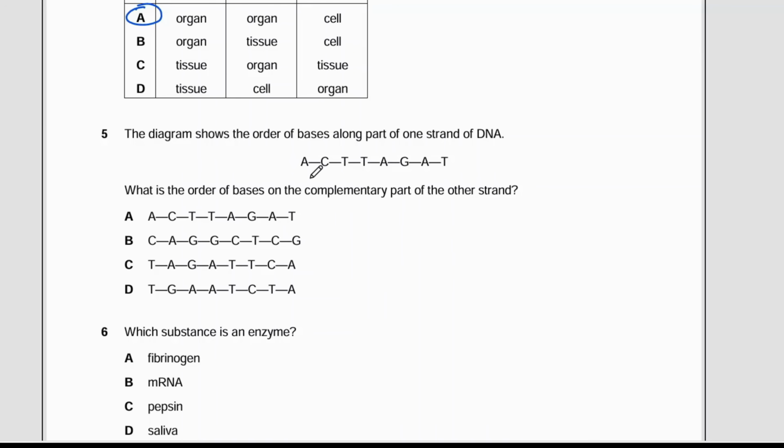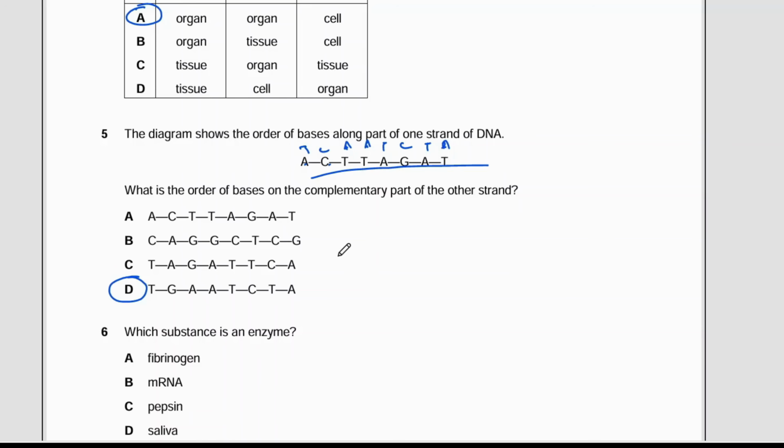Okay. What is the complementary sequence of this? What is opposite to A? It would be T. Opposite to C would be G. So which one is the correct one? D. So T C T C A T C T A.